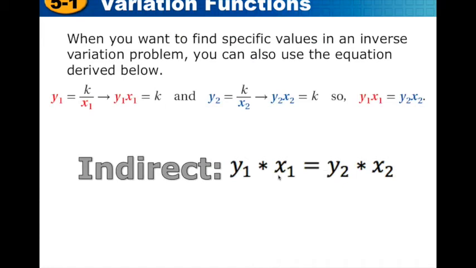When you want to find specific values of an inverse variation problem, you can also use this equation. Just like previously with direct variation, where we made a proportion, we can do the same thing with inverse variation. Only with inverse, we're going to be multiplying the two things together: y1 times x1 equals y2 times x2. Notice that when you were solving for k with direct variation, you had to multiply those two things together to get k.